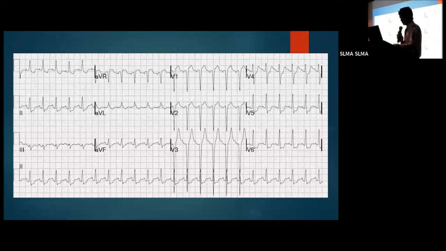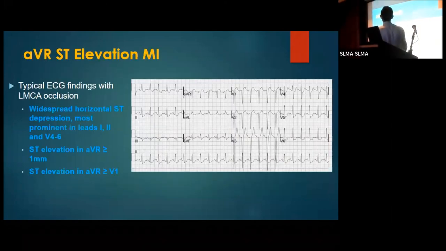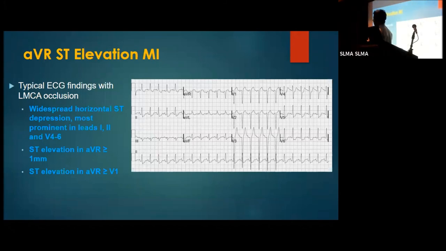So this is called aVR ST elevation. What do we mean by aVR ST elevation MI? This is, in fact, giving a clue of left main coronary occlusion. In fact, you don't need any hi-fi angiogram stuff to diagnose the patient's ischemic territory, because as I have mentioned, a lot of things can be considered. You can adequately categorize the area of necrosis and the problematic vascular territory.